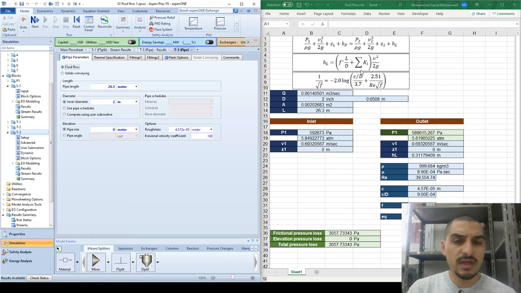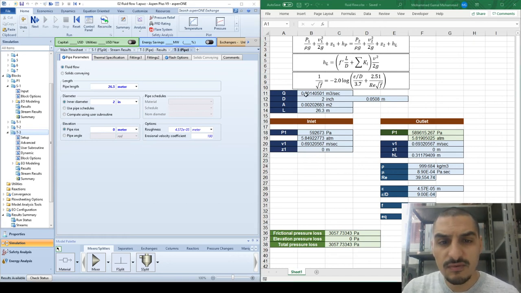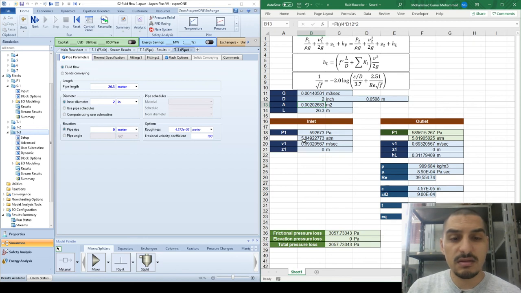So this is what we have. I put all the information that we have from the Aspen Plus file: the flow rate, the diameter, the area, and the length of the pipe. I calculated, of course, the area from the diameter. I just put the very basic parameters and calculated the rest.